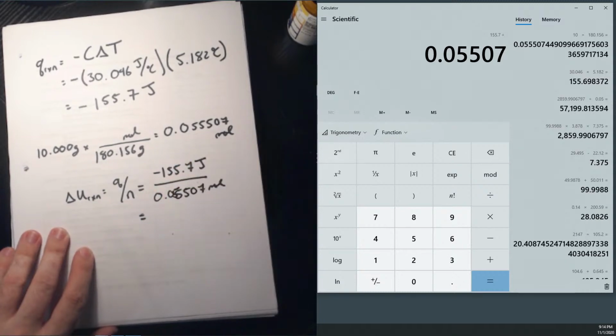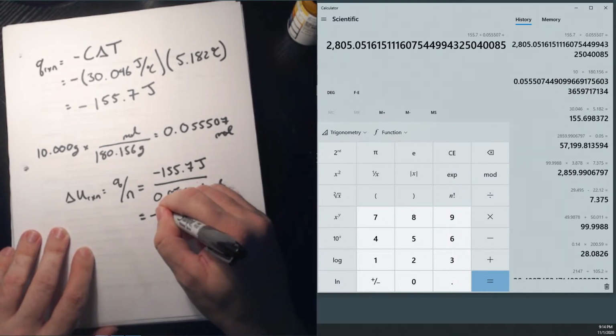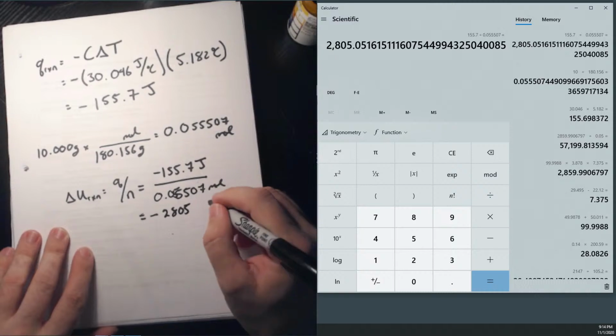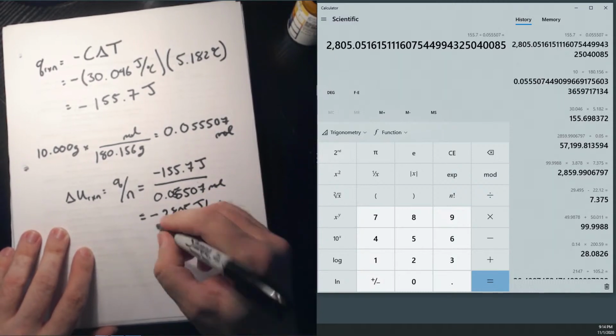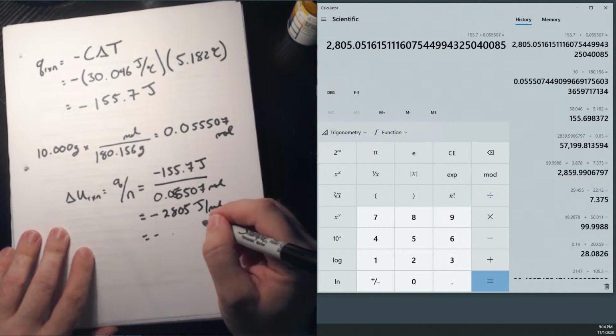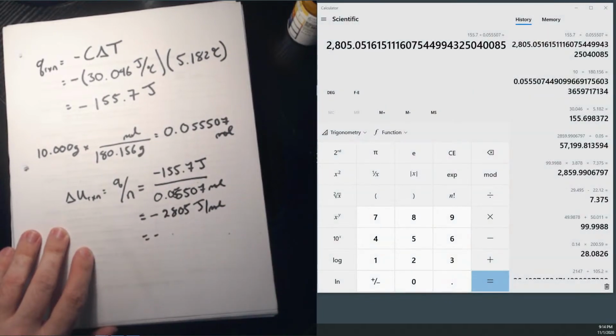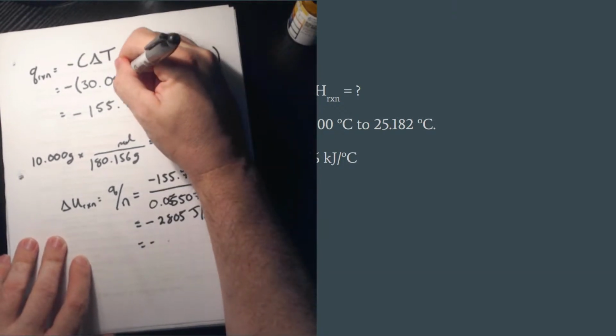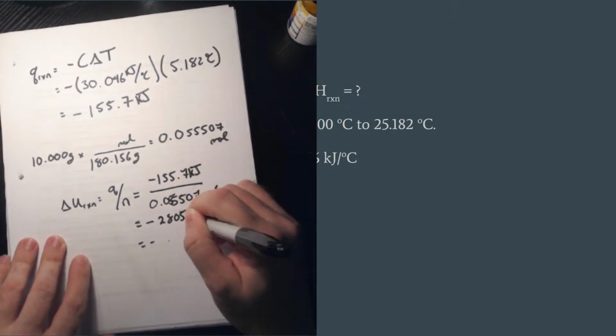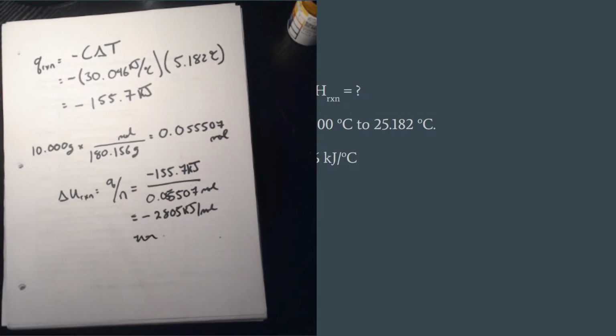Dividing by 0.05507 is negative 2,805 joules per mole, or negative, that can't be right. Oh, yes, good thing I caught that. I was incautious. It's kilojoules per degree Celsius, so this is kilojoules. Otherwise the answer would have been 2.8 kilojoules per mole, and that would have been wrong. 2,800 kilojoules per mole is the right size of the value. So yes, burning sugar is very, very exothermic.